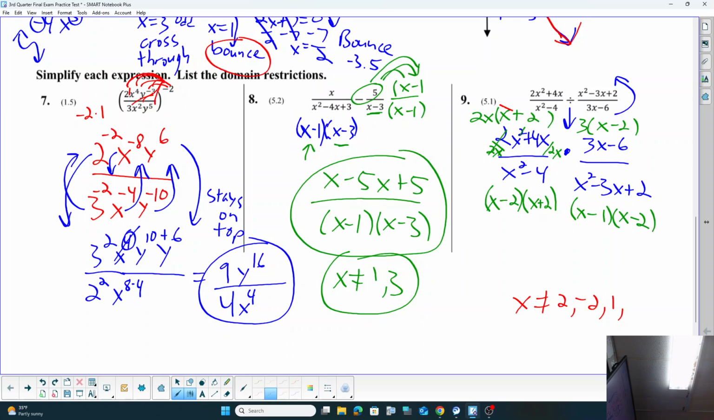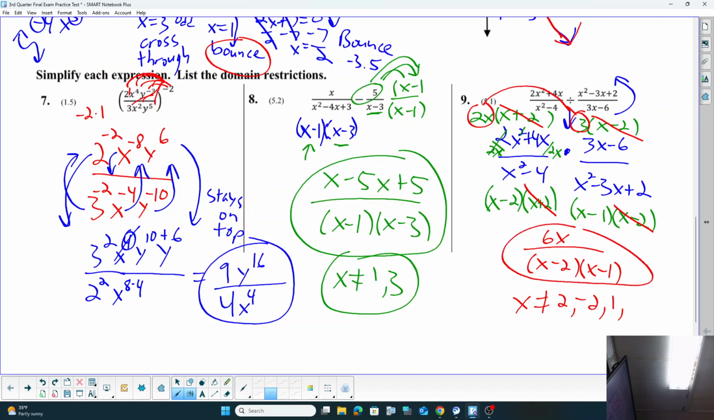So then we have our x plus 2's that cancel, and our x minus 2's that cancel. Anything else that cancels? Not really. So 2x times 3 is 6x, all over x minus 2 times x minus 1.